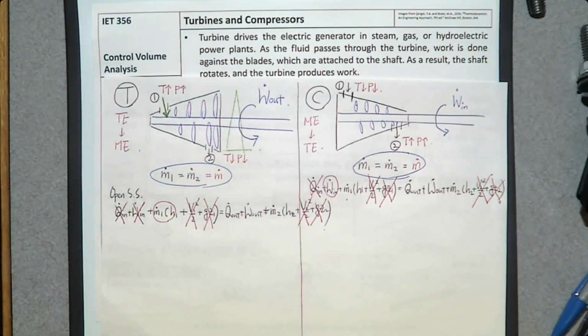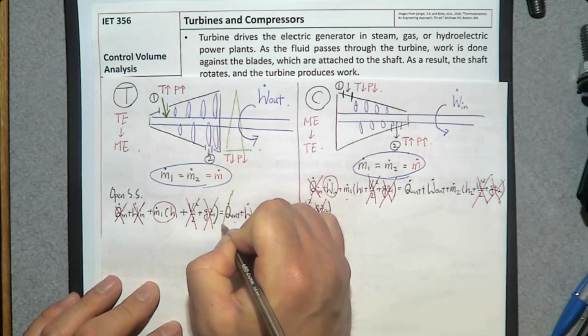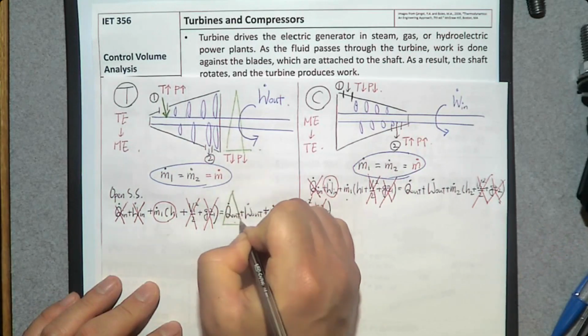Now, heat loss. Oh, it's case by case. Sometimes you have a very well insulated turbine, then you can neglect heat loss. But sometimes the insulation may not be that great. So this heat loss, Q dot out, is case by case. So triangle, case by case.